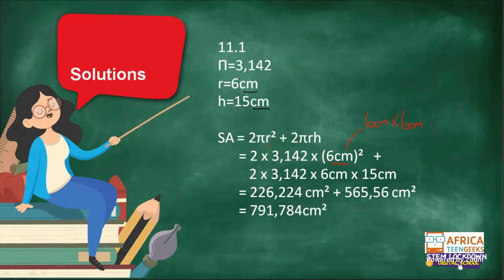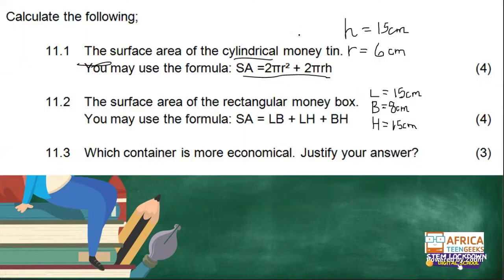And then first simplify the first part. Right, substitute your values for the second part, your 2, your pi, your r, which is 6, then your h, which is 15, there it is. Simplify. Then the answer is 791,784. Right. So that is your answer to number 1. And I must say, Jared, you are spot on. Well done. Well done. So keep it up.